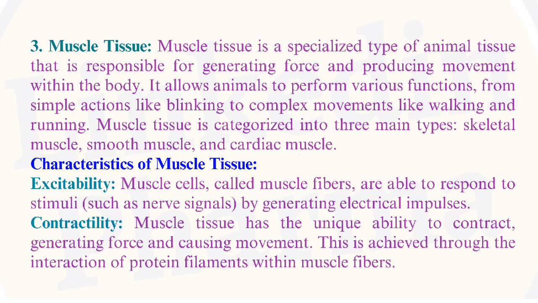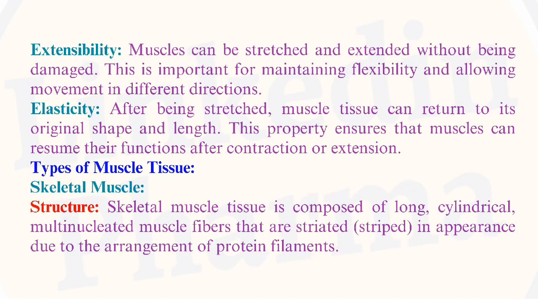Characteristics of muscle tissue. 1. Excitability. Muscle cells, called muscle fibers, are able to respond to stimuli, such as nerve signals, by generating electrical impulses. 2. Contractility. Muscle tissue has the unique ability to contract, generating force and causing movement. This is achieved through the interaction of protein filaments within muscle fibers. 3. Extensibility. Muscles can be stretched and extended without being damaged. This is important for maintaining flexibility and allowing movement in different directions.